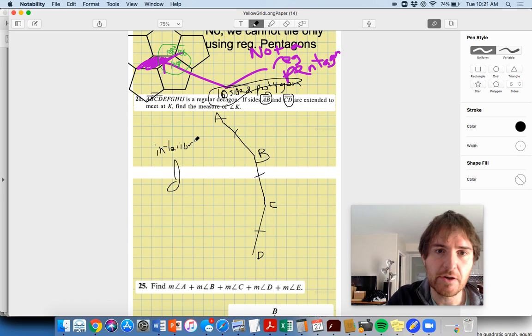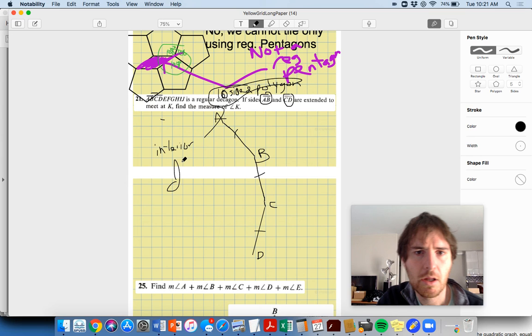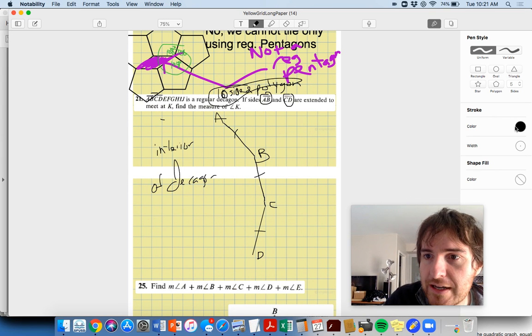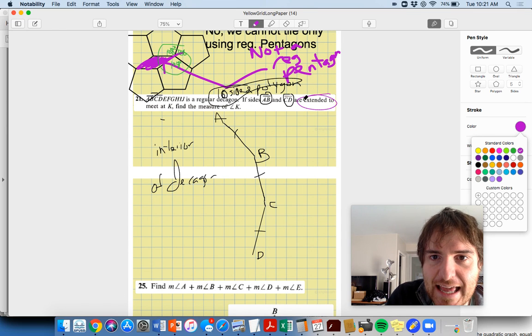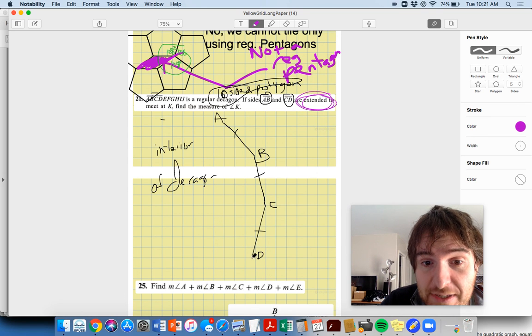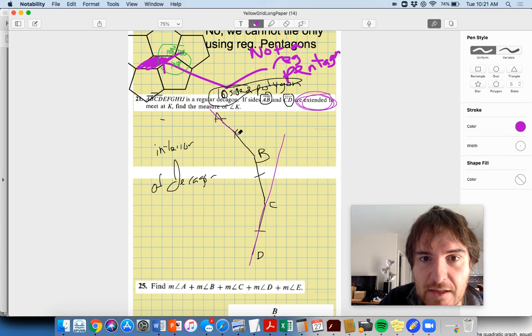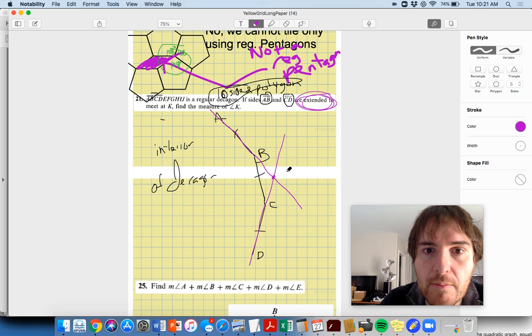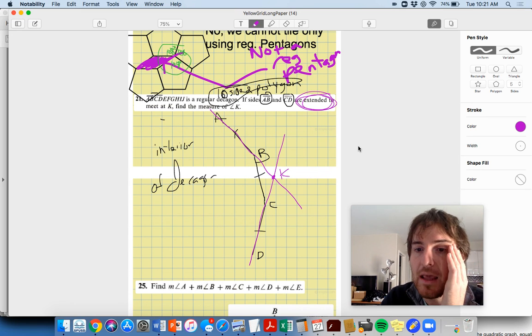There we go. Interior of the decagon. So if we're going to extend, okay, we're going to extend CD and AB to intersect. We got to extend in this direction. We're going to extend this segment over here, and this segment over here, and they intersect with one another. They meet at point K, okay? And I think they say find the measure of angle K.